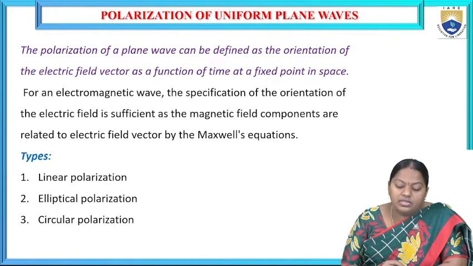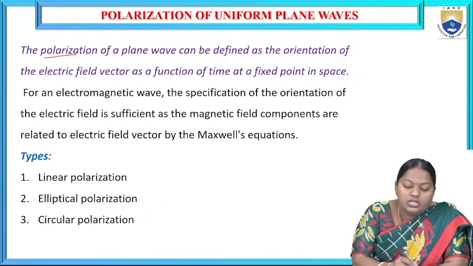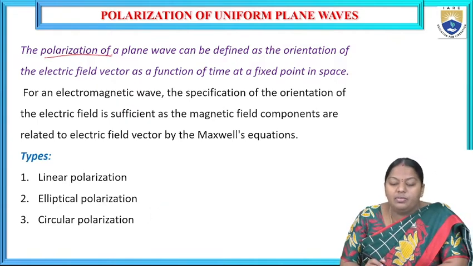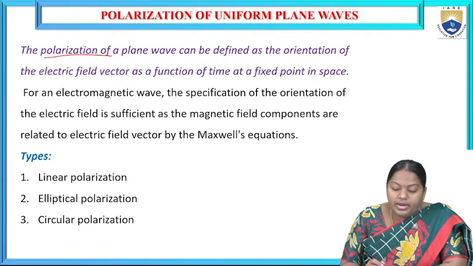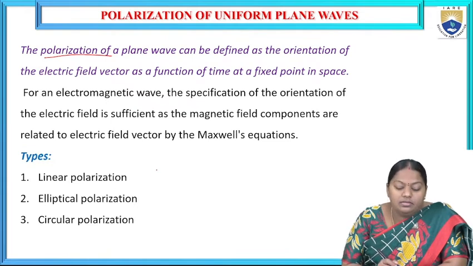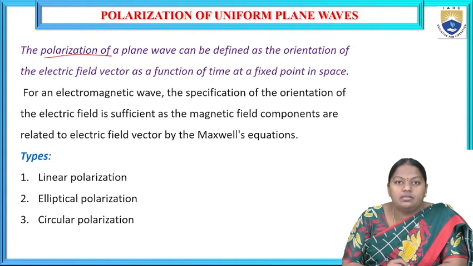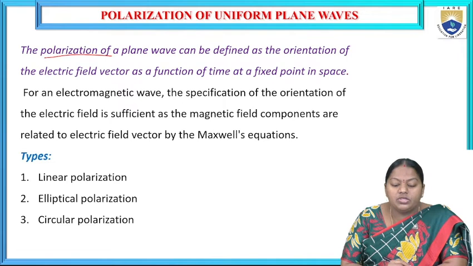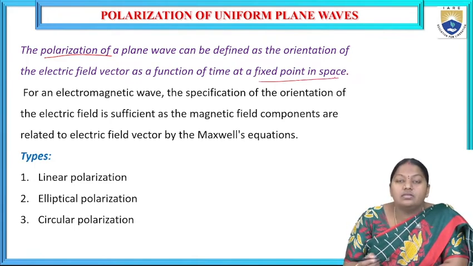So, the first definition: the polarization of a plane wave can be defined as the orientation of the electric field vector as a function of time at a fixed point in space. Okay, so polarization of a uniform plane wave is the orientation of the electric field vector as a function of time at a fixed point in space.